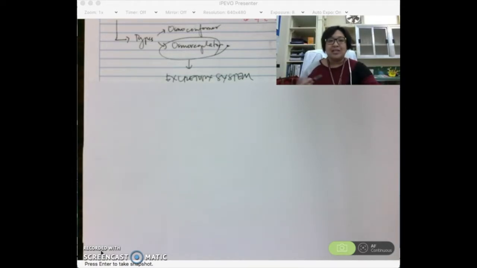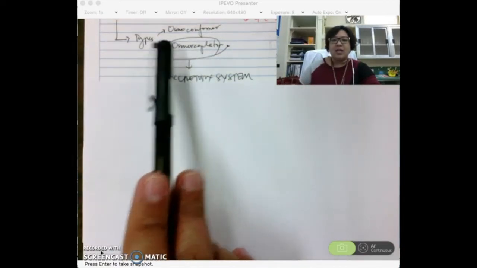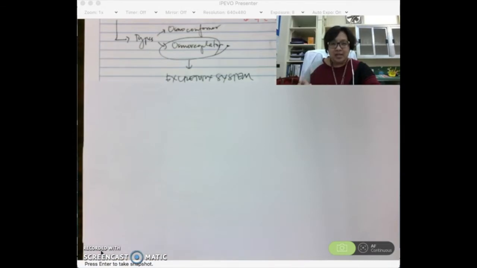Just from the word itself, you can guess the meaning. Osmoregulator means we can regulate the osmolarity in the blood, regardless of the environment. It stays the same. So the idea is homeostasis. The osmolarity of the blood is the same regardless of the environment.